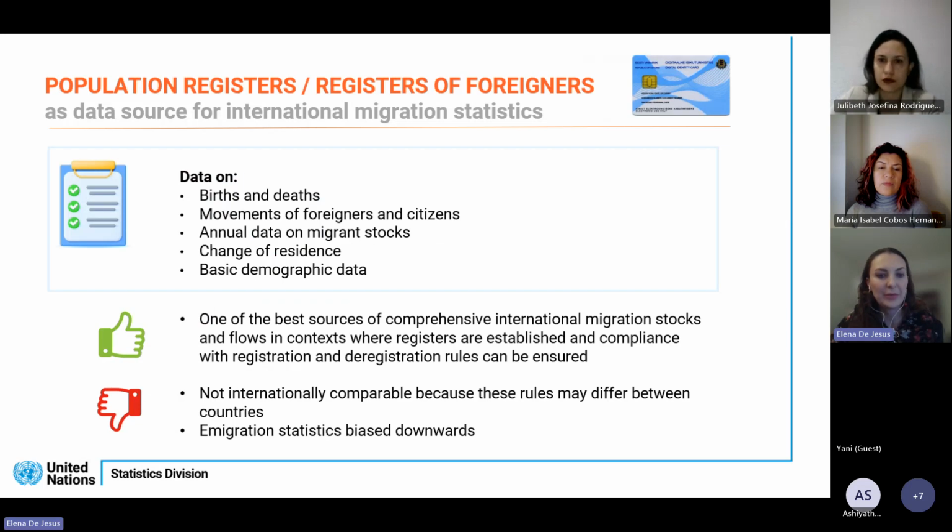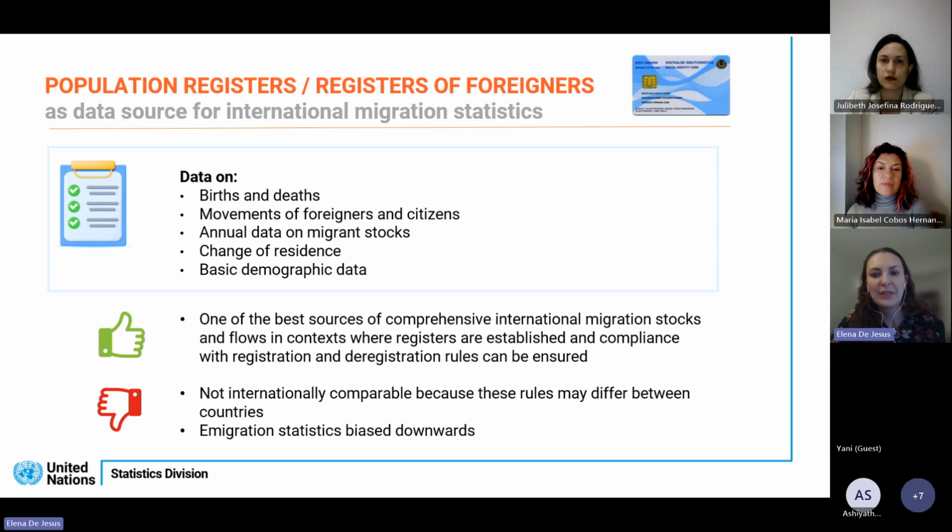And then we have population registers, which is one kind of administrative data. So in countries that have them, which of course not all countries do, population registers can be one of the best sources of comprehensive international migration data on stocks and flows, provided that, of course, there's compliance with registration and deregistration rules. So they generally capture data on births and deaths, movements, change of residence, basic demographic data.